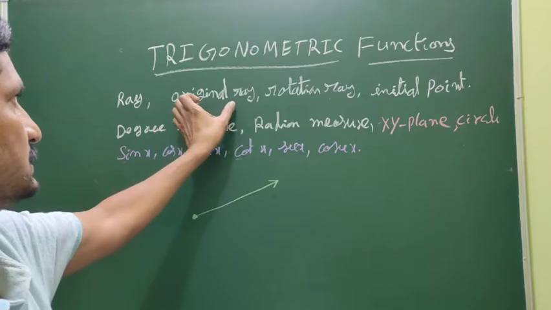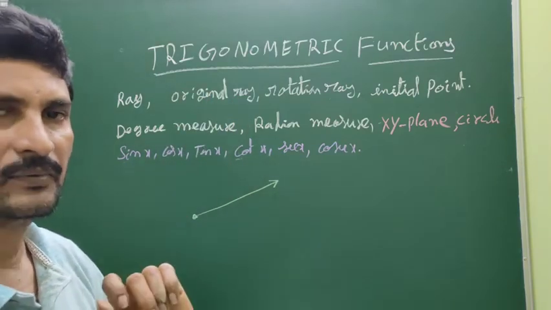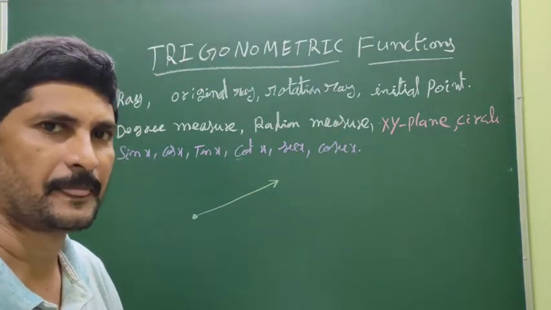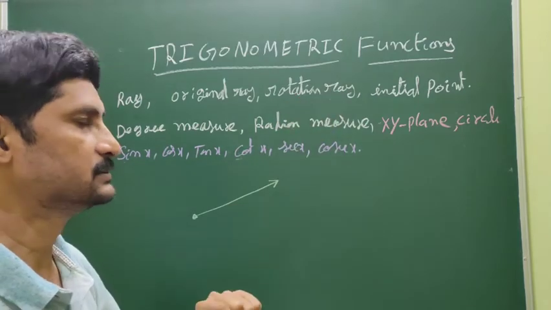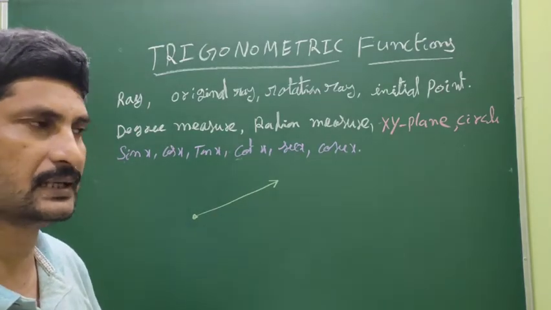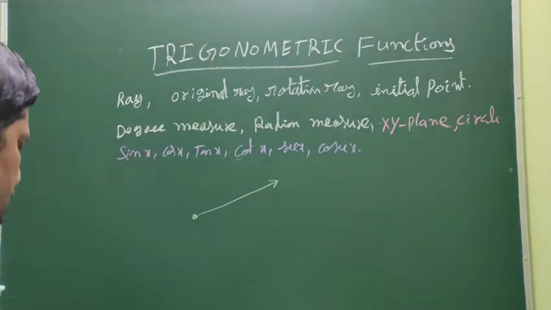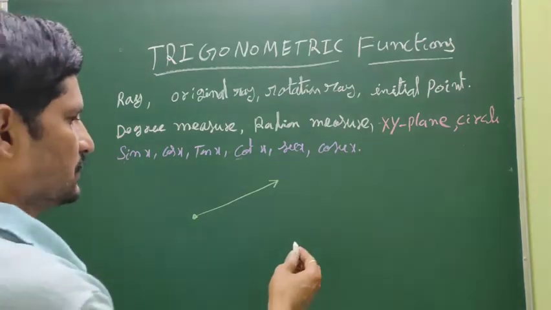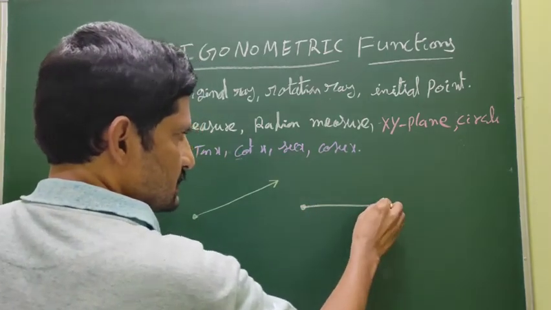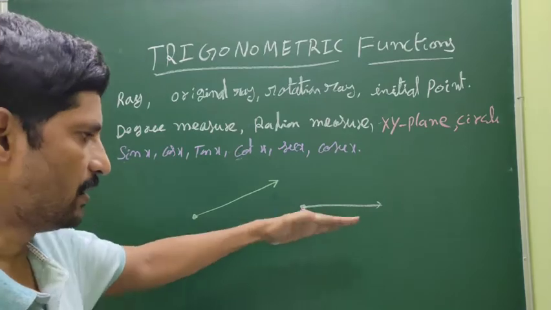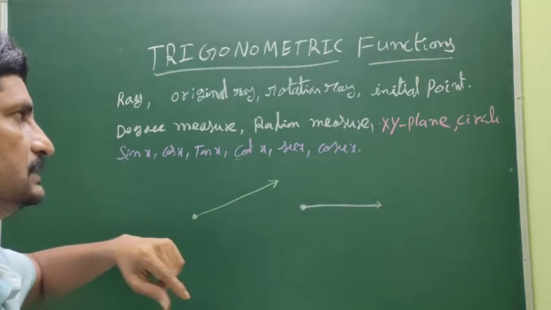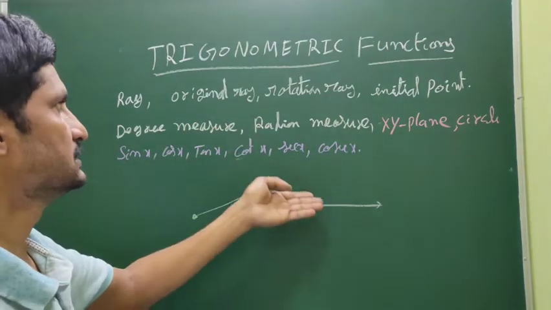Next, the original ray. Original ray or duplicate ray, there are not two kinds of rays; this depends upon the rotation ray. If one ray is rotated, then the remaining fixed ray is called the original ray. Generally, the original ray has the initial point, and I am taking a horizontal line. It is parallel to the floor. That is the horizontal line. Generally we take this as the original ray.